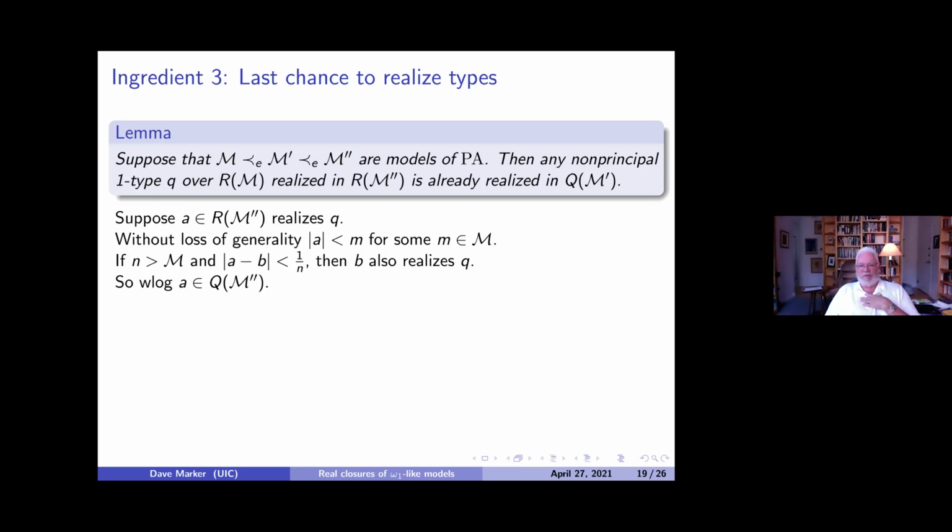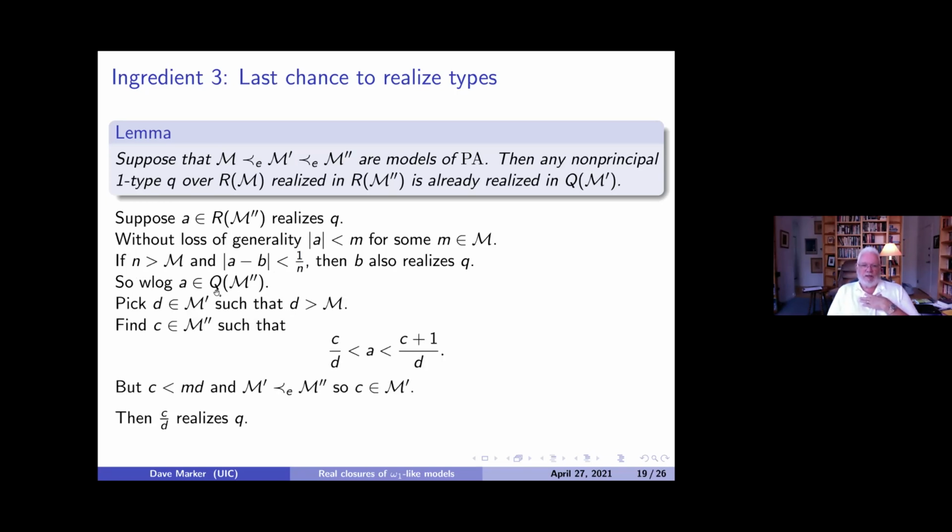my realization of the type is going to be in the fraction field of the second model. Now I'm going to pick some D, a denominator, in the first model. Again, a denominator that's bigger in the second model, it's bigger than the first model. And then I just want to find out, where does A sit with respect to fractions that look like the denominator D. So there's going to be some C in M double prime, such that A is between C over D and C plus 1 over D. But C is less than M times D, so it's bounded by something in M prime.